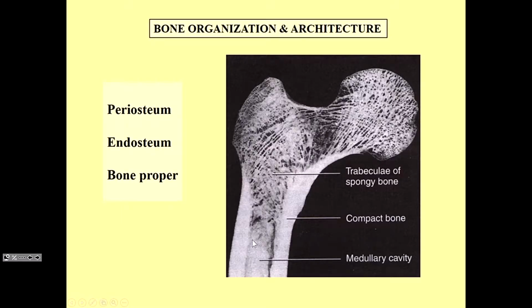So now we can look at the organization of bone. On the periphery there is a cellular layer called the periosteum, next to the bone. Okay, endo, inside the bone. So periosteum typically is on the outside, endosteum is on the inside of some of the bone components, and then of course we have the bone proper, which is the mineralized components of bone.